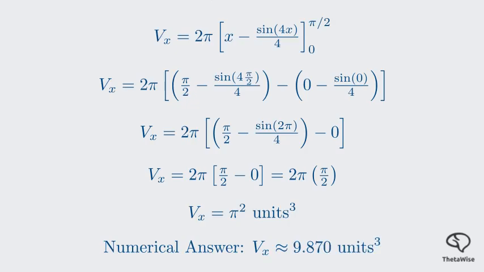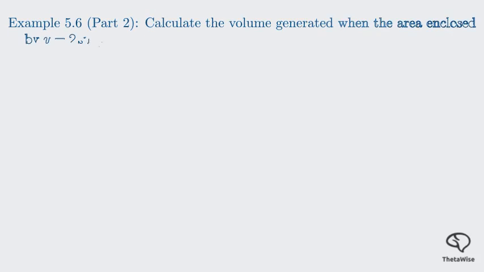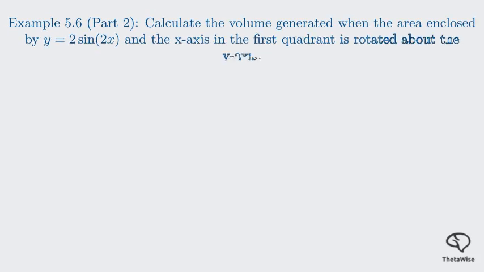So we successfully used the disk method. The key was recognizing that a vertical strip was perpendicular to the x-axis, and then using a trig identity to solve the integral. Now let's tackle the second part of example 5.6. This time, we're rotating the same area, y equals 2 sine 2x, but about the y-axis.